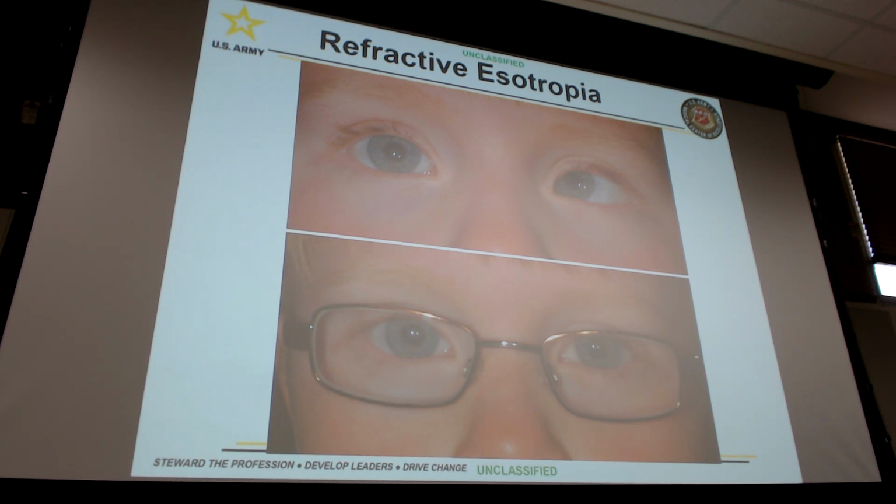Okay, so we'll get glasses for this patient and put the glasses on, and all of a sudden now that left eye swings to where it's supposed to be. Okay, this patient didn't have surgery, they just put the glasses on, and now they're able to see out of both eyes. Okay? That is why we want to get these kids in ASAP.